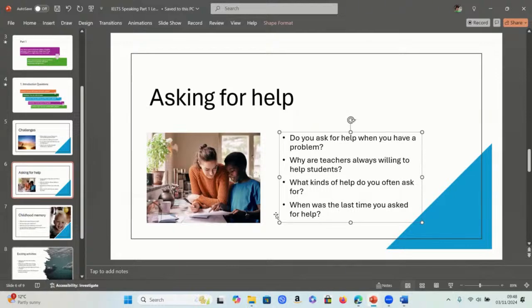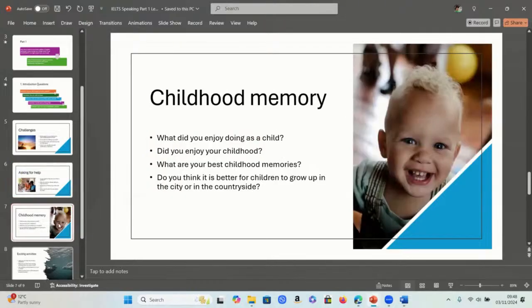You use joining words. You can do that also. You just can't use present perfect, unless you introduce it elsewhere. Let's have another one. Childhood memory.